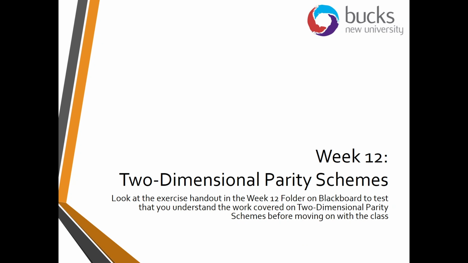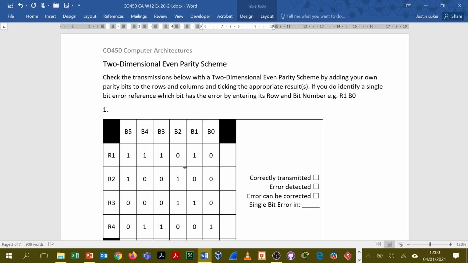With two-dimensional parity schemes, we again have a little way of testing this. In your exercise sheet for this week, we have that little test on that. So I'll just switch to the exercise sheet. Here we are in the exercise sheet: two-dimensional even parity scheme. It says to check the transmissions below with a two-dimensional even parity scheme by adding your own parity bits to the rows and columns and ticking the appropriate results.